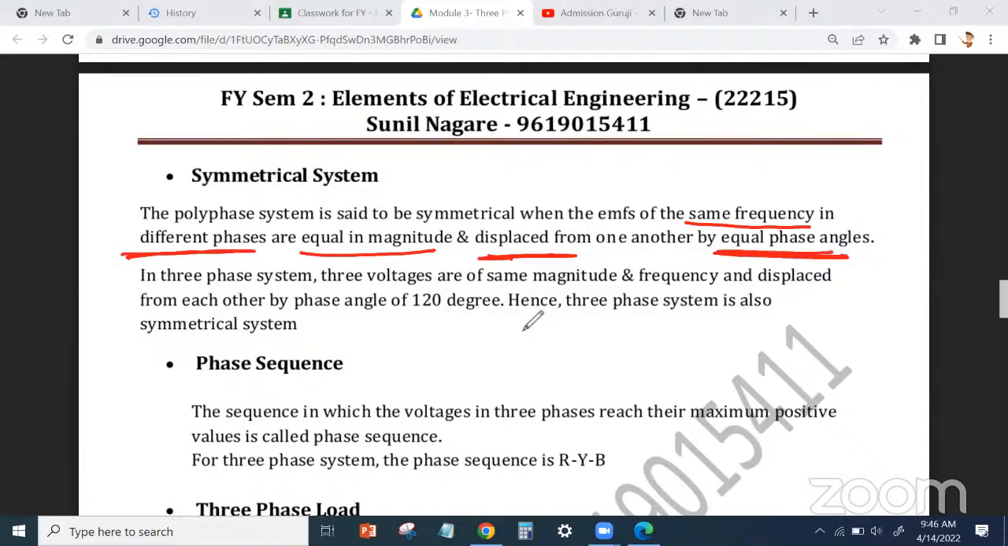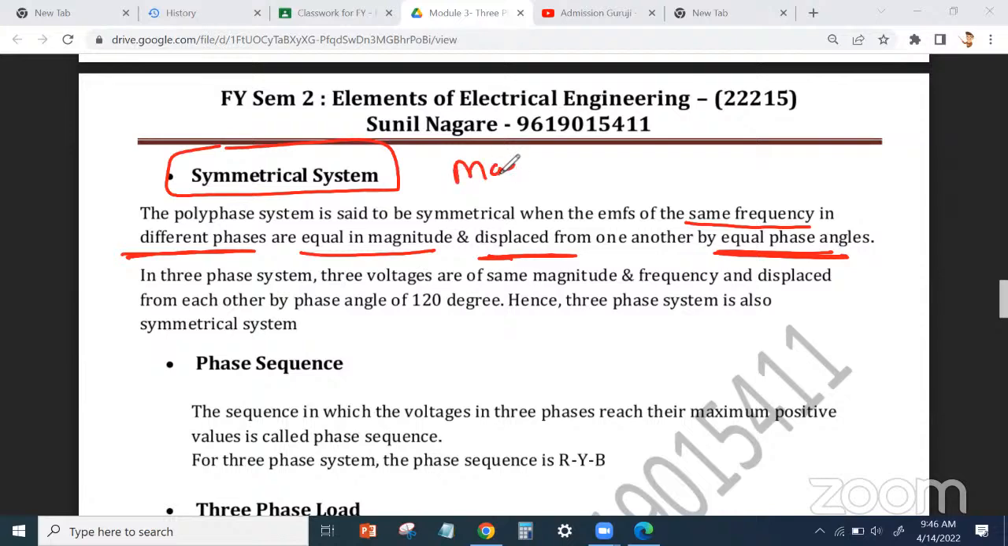तो displace मतलब उन दोनों में difference कितना है? Difference कितने phase angle का है? Phase difference, that is 120, again 120, again 120. That is same ना? दोनों में difference है. That difference is the same again and again. That is known as symmetrical system.